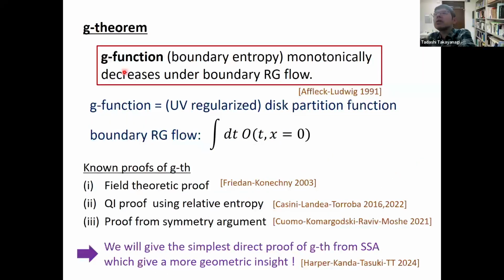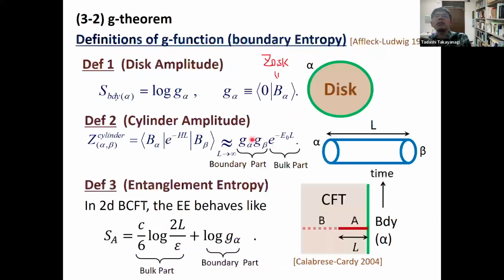The G function is monotonically decreasing under a boundary RG flow. Boundary RG flow means we don't do anything in the bulk. So the bulk is already conformally invariant, at a critical point. And there is a boundary, right? And localized on it, we assume some relevant perturbation. This is a boundary perturbation. We don't do anything in the bulk. The bulk is always conformally invariant, but we break the boundary conformal invariance by putting some relevant perturbation. And the G function in this context is originally just the disk partition function. We just generalize this to the non-conformal case, the disk partition function.